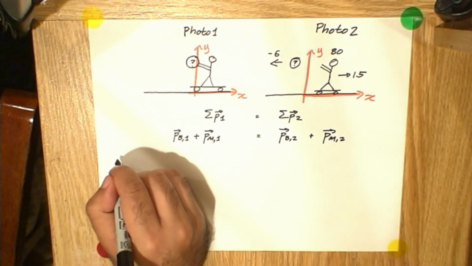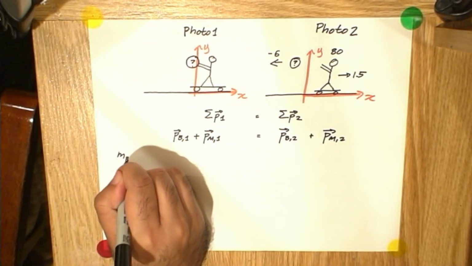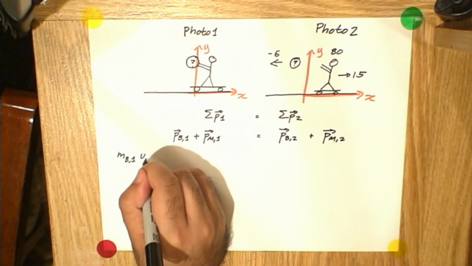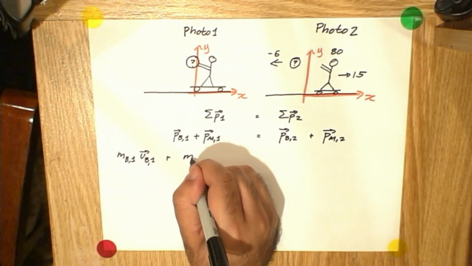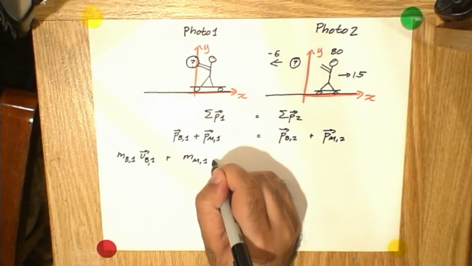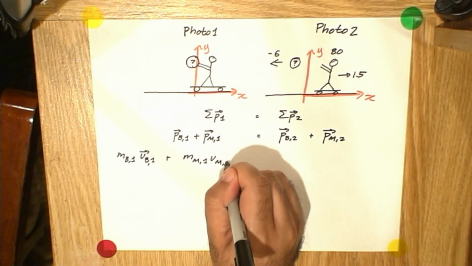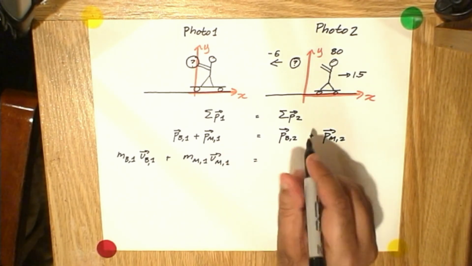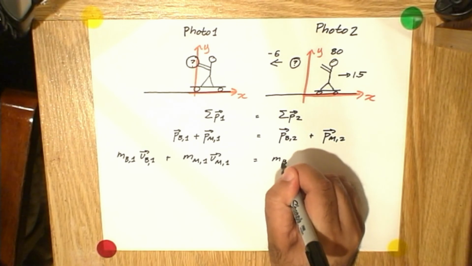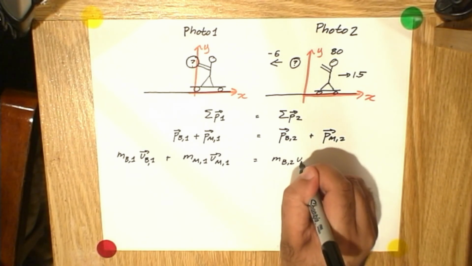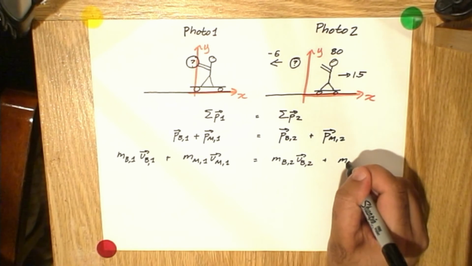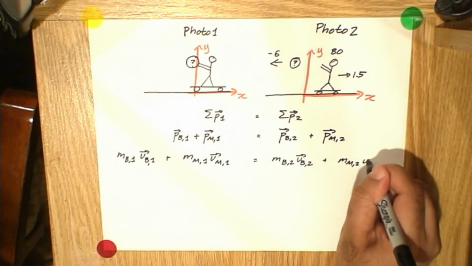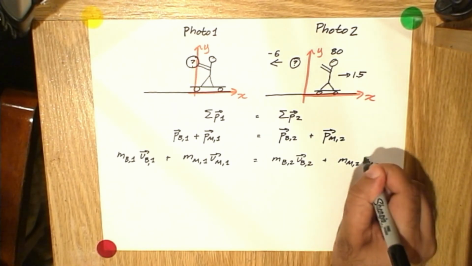Expand it out still further. Mass of the ball in photo 1 times velocity of the ball in photo 1 plus mass of the man in photo 1 times velocity of the man in photo 1 is equal to mass of the ball in photo 2 times velocity of the ball in photo 2 plus mass of the man in photo 2 times velocity of the man in photo 2.